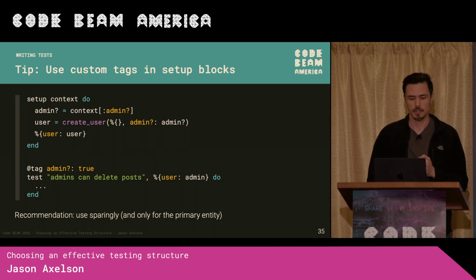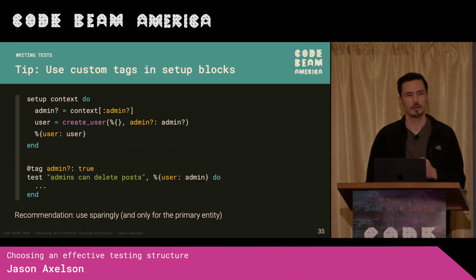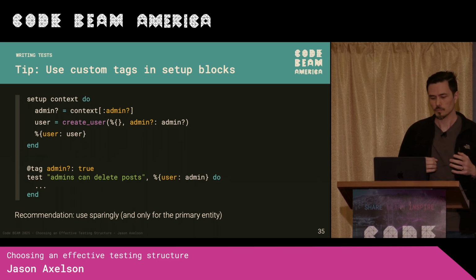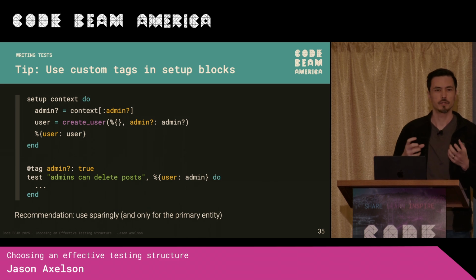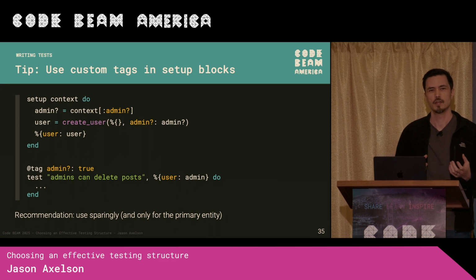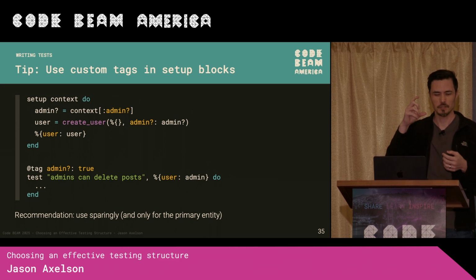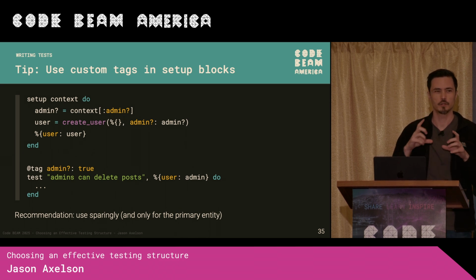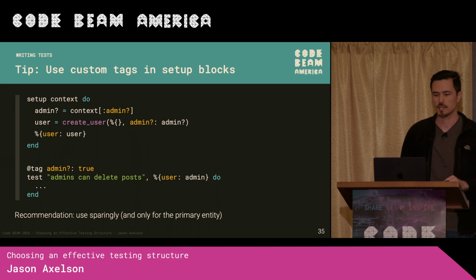But my recommendation here is to use this very sparingly and only for the primary entity, because otherwise your setup blocks start to grow very unwieldy and large. I've also noticed that when setup blocks grow so large, they have a sort of gravitational pull where instead of creating a new describe block and copying over the important parts of the setup, developers will just keep adding more and more to the setup block, and they grow larger and larger, and you have more overhead for each of your tests.